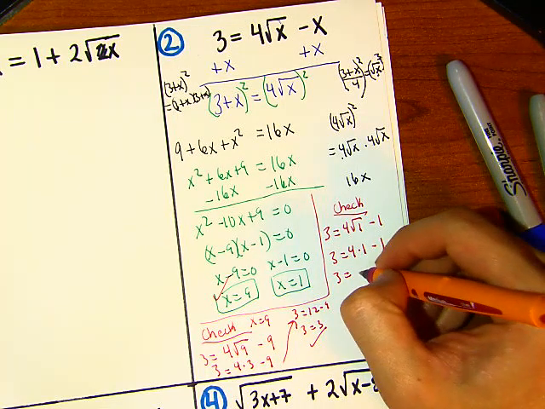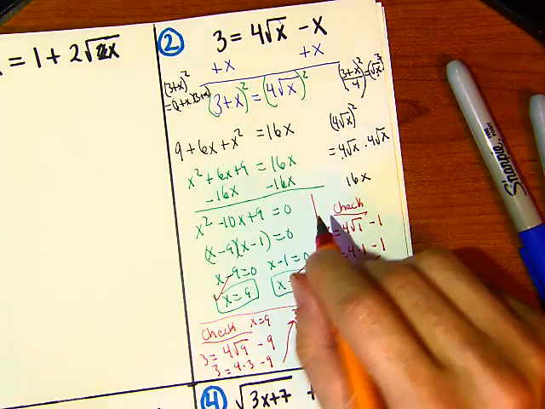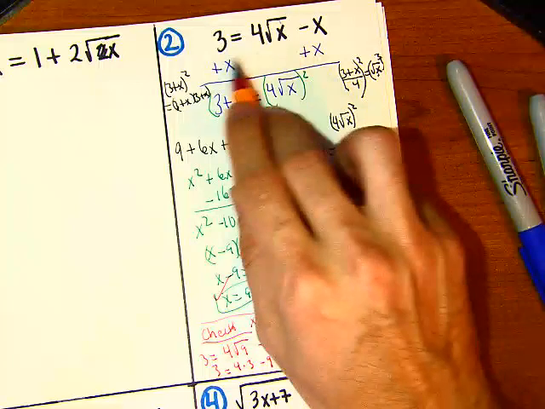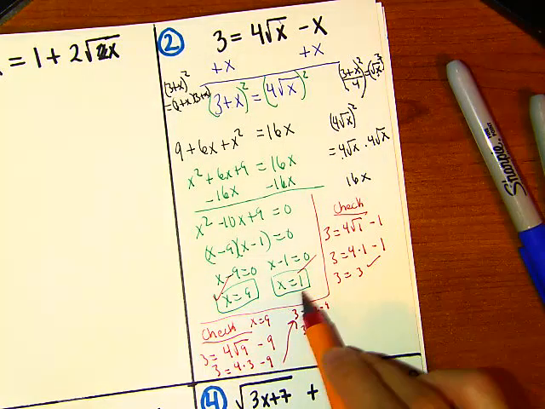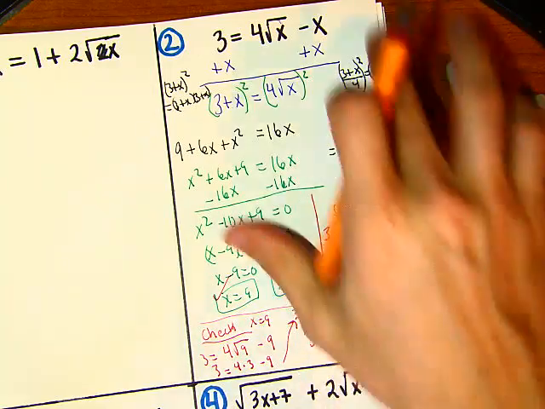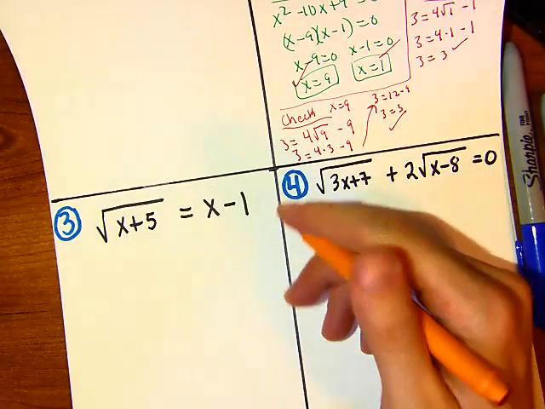4 minus 1 is 3. 3 equals 3. This one works. So x equals 9 and x equals 1 are the solutions for this. Did we get extraneous solutions? We checked them both, and they both worked. Let's look at the next one.